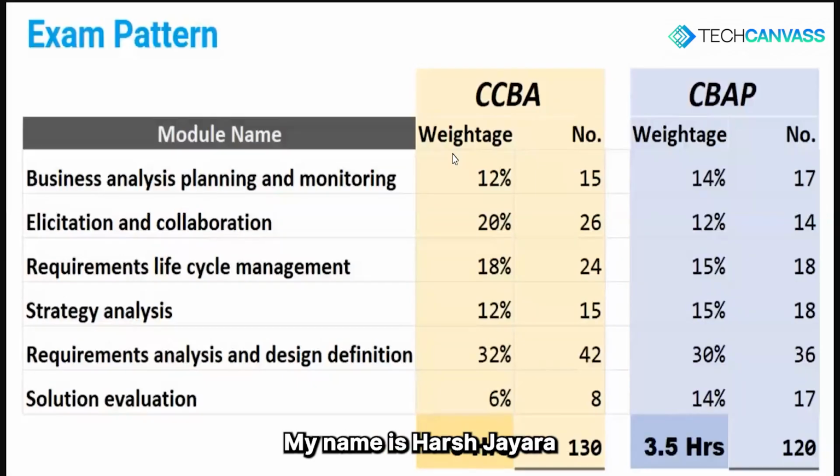My name is Harsh Chaira and I've got 21 years of IT experience. With that, I've got 3 years of experience as a trainer with Techcanvass. I have worked in different roles across my career, Senior BA being one of those, at least for 6 or 7 years.